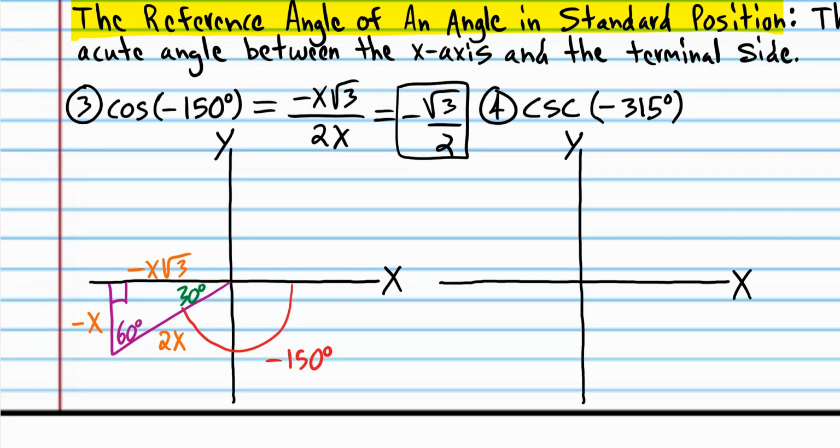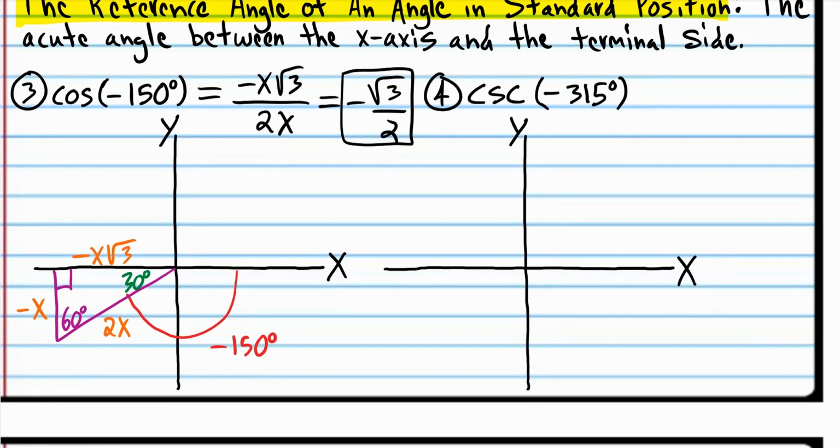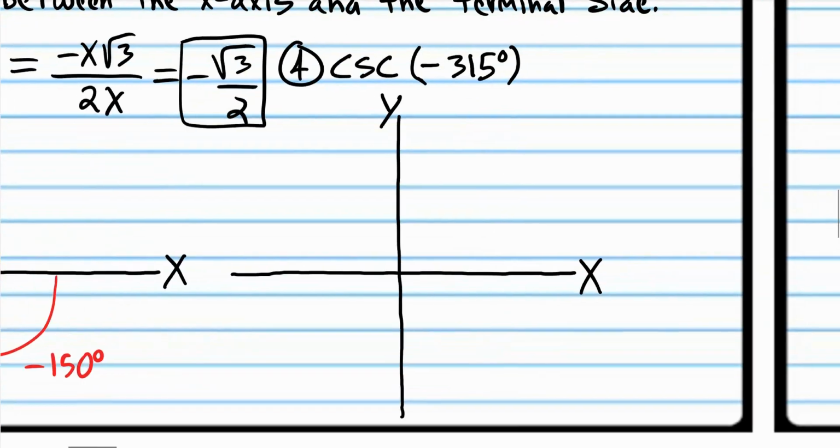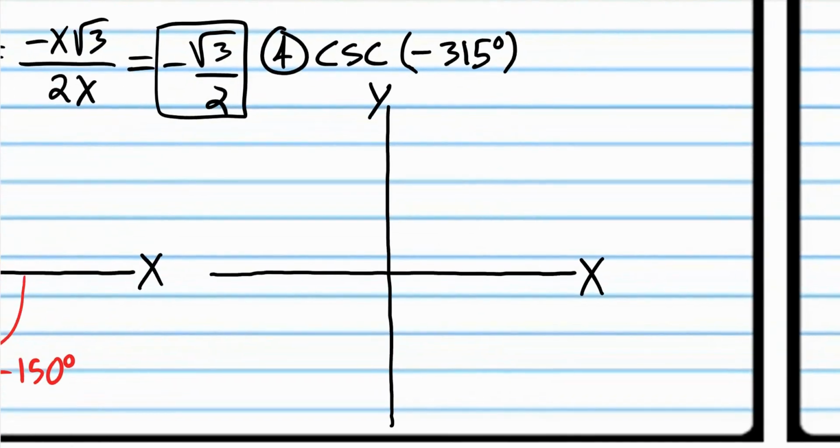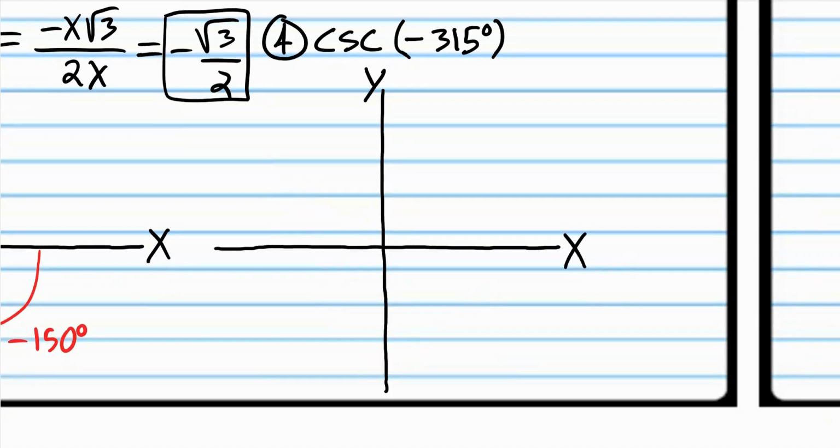So let's do one more of these problems. And then you can try some of these on your own. Again, this is not something we have to spend a lot of time on because you can see it's pretty easy. It's the same thing we were doing in the previous classes. So we're going to rotate clockwise 315 degrees and draw a reference triangle.